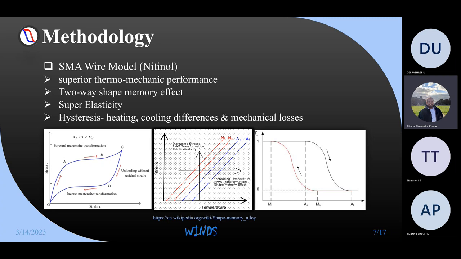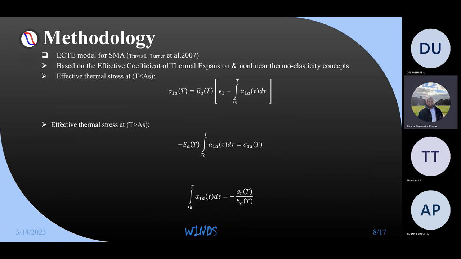And due to the heating and cooling differences and mechanical losses, we get the hysteresis losses also. So we try to exploit a property of the SMA wires, that is the two-way shape memory alloy. Two-way shape memory effect means it can regain its original position by giving the temperature actuation. So this is the model, the literature from Travis Turner.